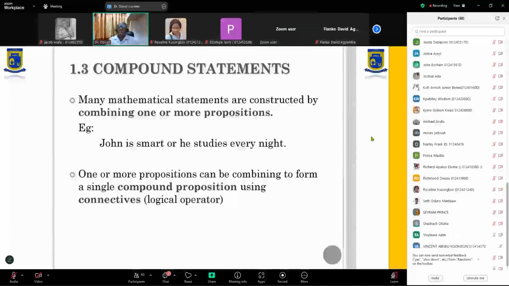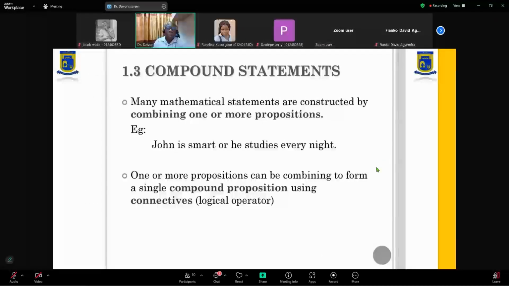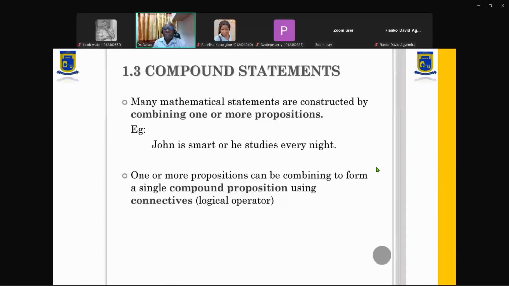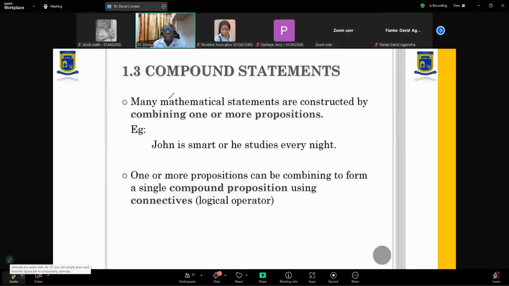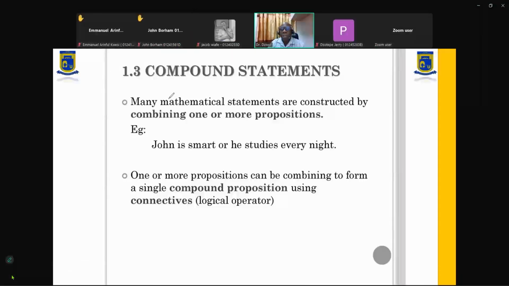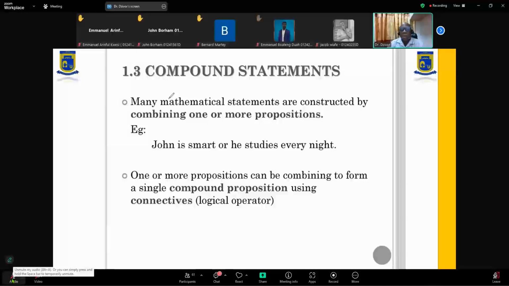Many mathematical statements are constructed by combining one or more propositions. For example, look at it: "John is smart, or he studies every night." What are the simplest statements you can see in this particular compound statement? Smart and study. Those are not statements. Smart is an adjective, and study is a verb.